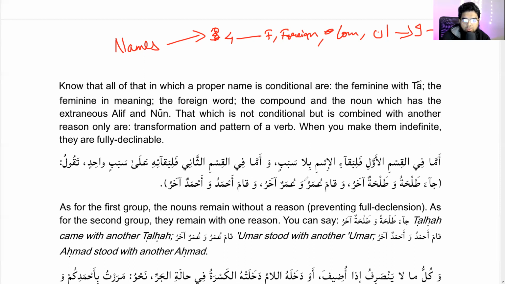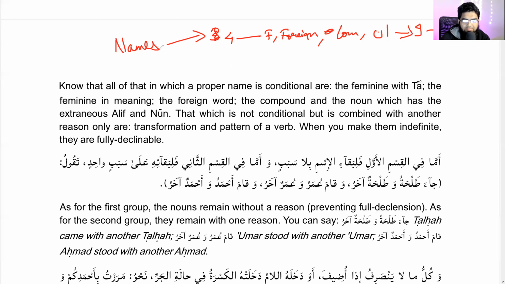وقام عمر وعمر آخر. And Umar stood with another Umar. قام أحمد وأحمد آخر. As for the first group, أما في القسم فلبقاء الاسم بلا سبب. As for the second, وأما في القسم الثاني فلبقاء سبب واحد.